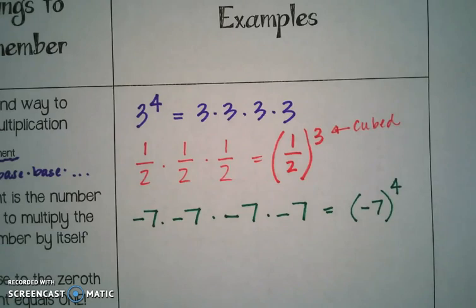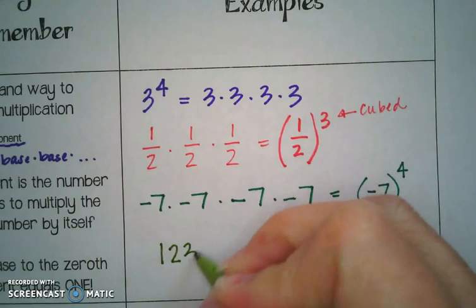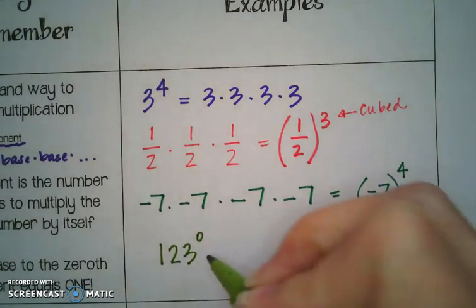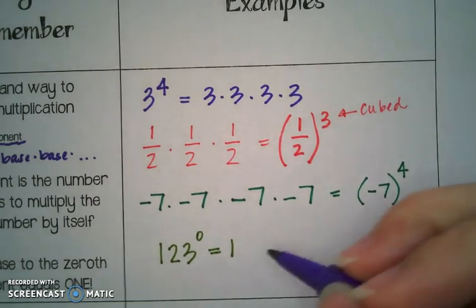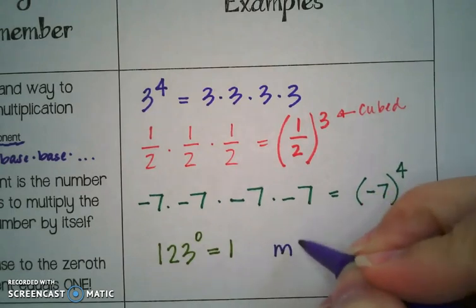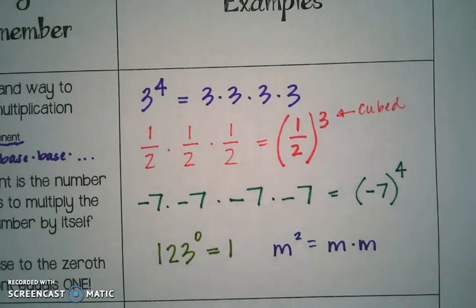And then the last thing is if we had 123 to the 0th power, that is always equal to 1. I guess I should also mention that it works with variables too. So if you had m squared, that means m times m.